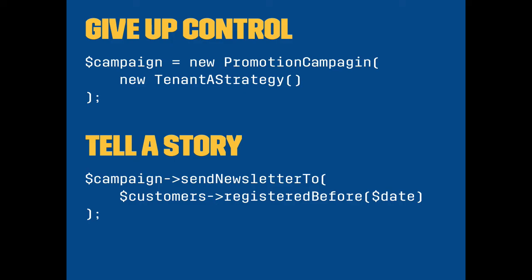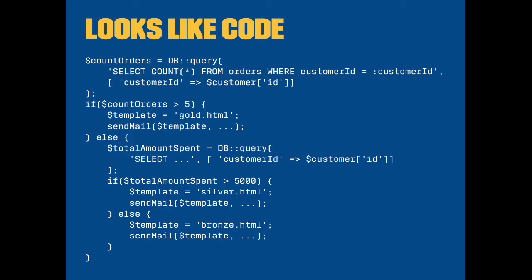So this is our customer repository, for example. It has a method registered before, and this will actually give us customers that have registered before this date. I think it's very obvious. This is code to me that tells a story. This procedural code that we have, this one, this looks like code. I love programming, but I hate looking at code.